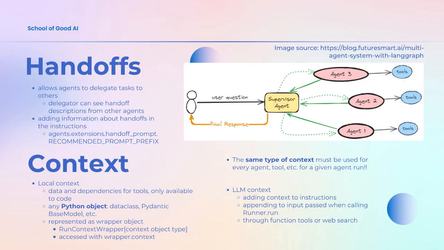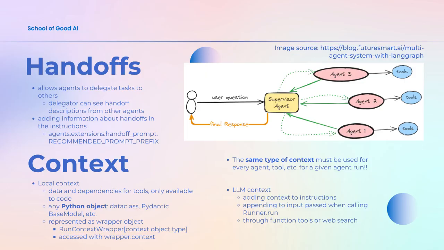Agents also need context to work effectively. In the SDK, it can come as local context or LLM context. Local contexts are data and dependencies only available within your code. This could be a Python object, like a data class or a Pydantic model, wrapped in a run context wrapper when passed to function tools.